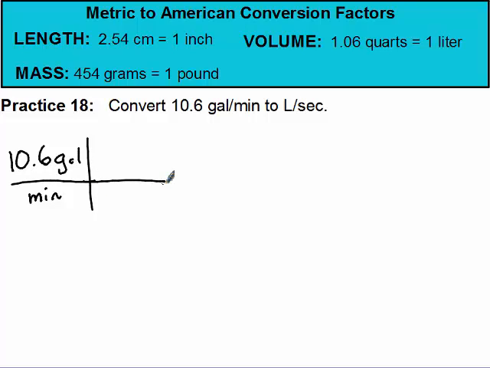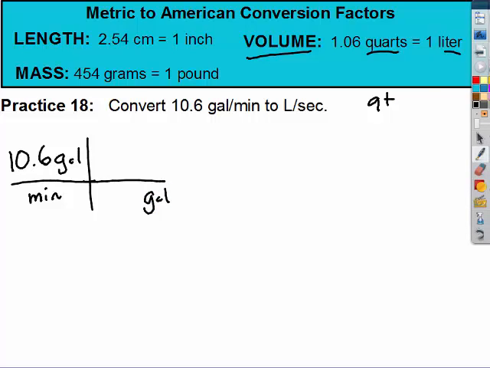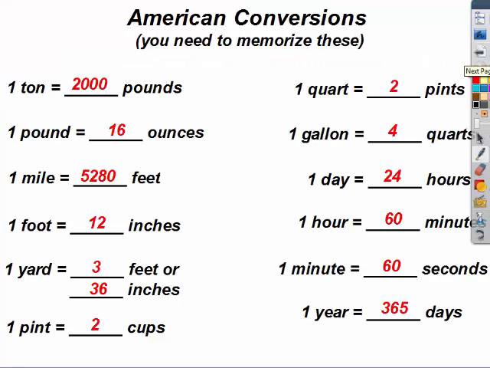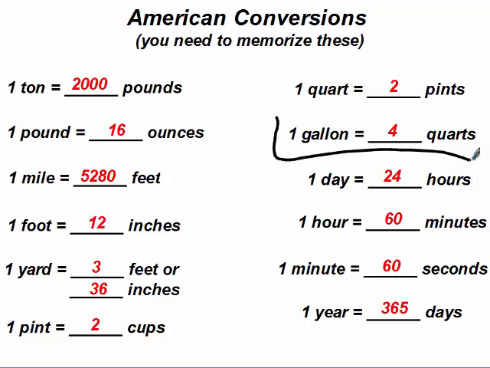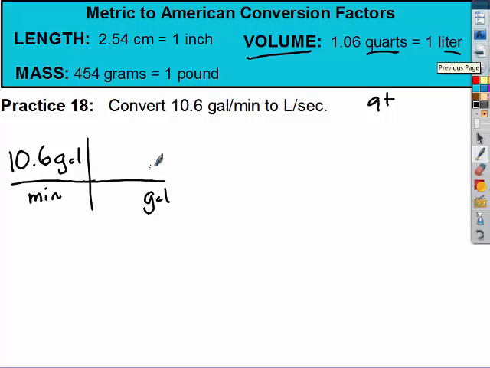The top one, I'm going from gallons to liters, so that's the volume. So I need either quarts or liters. They gave me gallons, which means I need to try to get the top one into quarts, so I can use that conversion. Gallons goes on bottom. Looking at my chart, I have 1 gallon is 4 quarts. That's the only one that has gallon in it. So I must go to quarts.